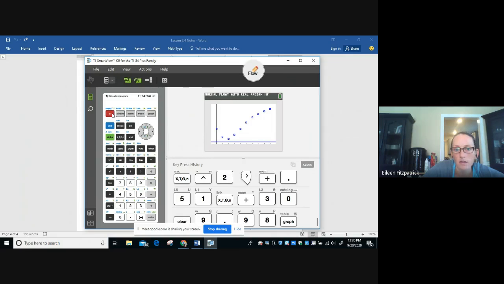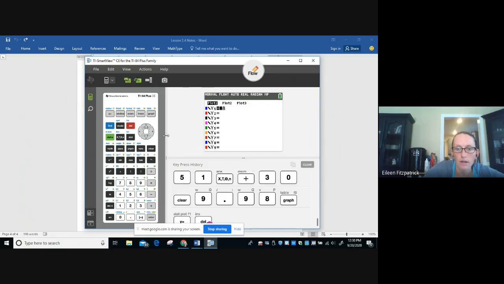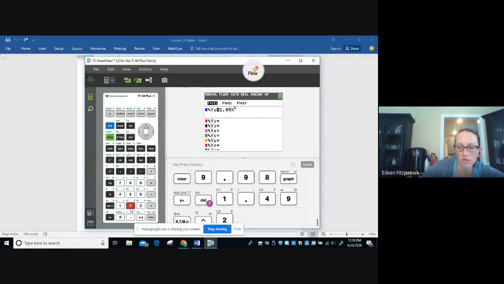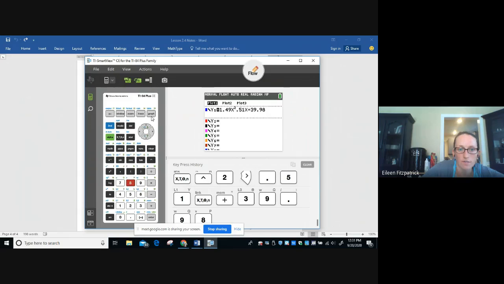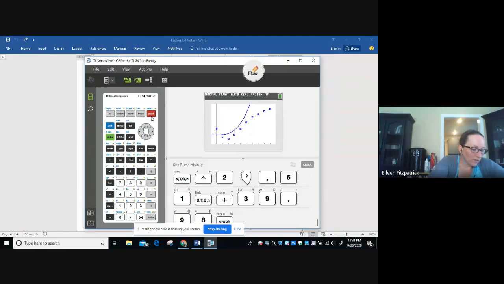Uh-oh, what happened to my line? Why did everything go away? Let me try to enter that again. Mine didn't work. 1.49x squared and then 0.51x, and then 39.98, and then hit graph. All right, so it's okay. It's not like the best data, right? But it's okay.